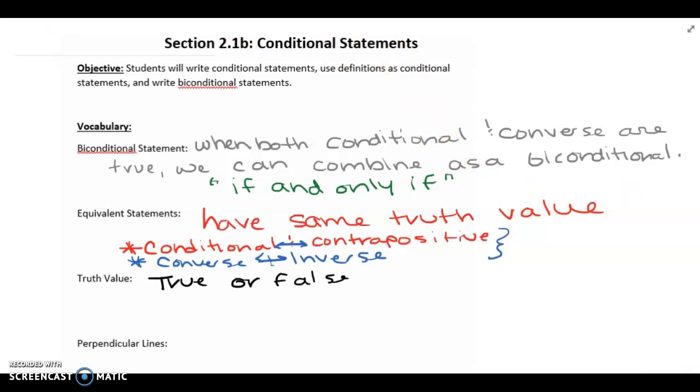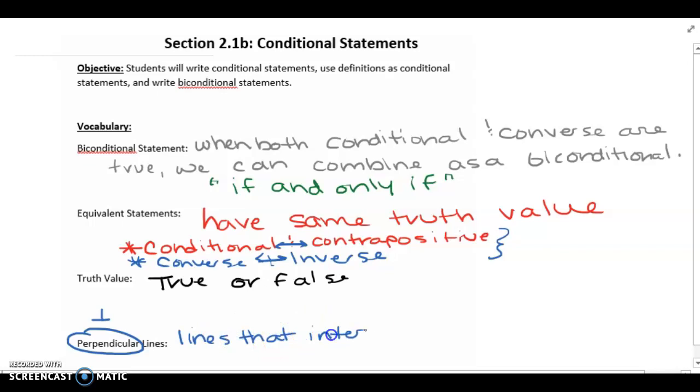Perpendicular lines, you guys should probably know this. Just know that the symbol for perpendicular looks like an upside down capital letter T. So that's how we write it in math. And two perpendicular lines are lines that intersect to form a 90-degree, or you can write right, angle.